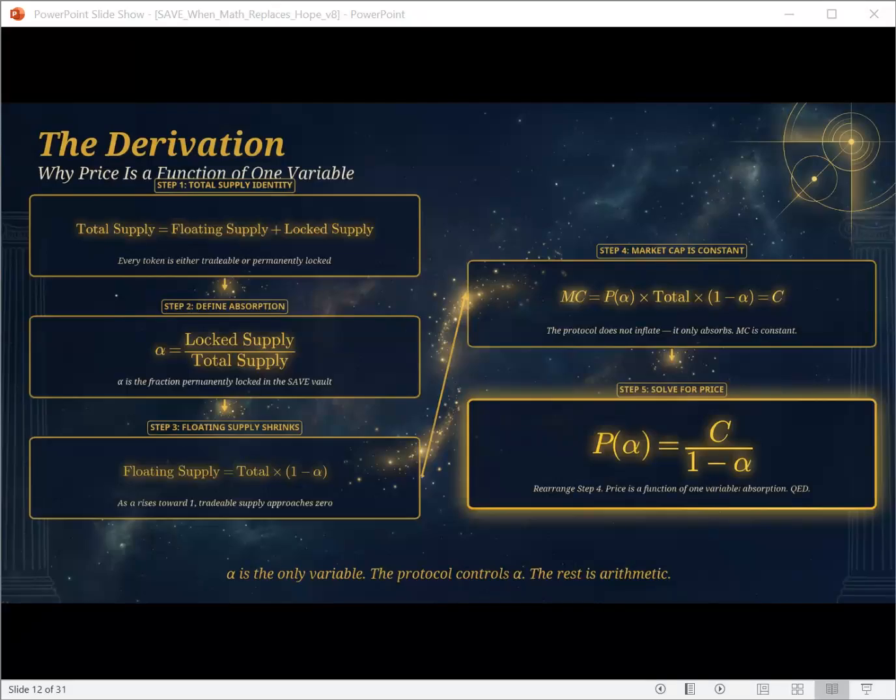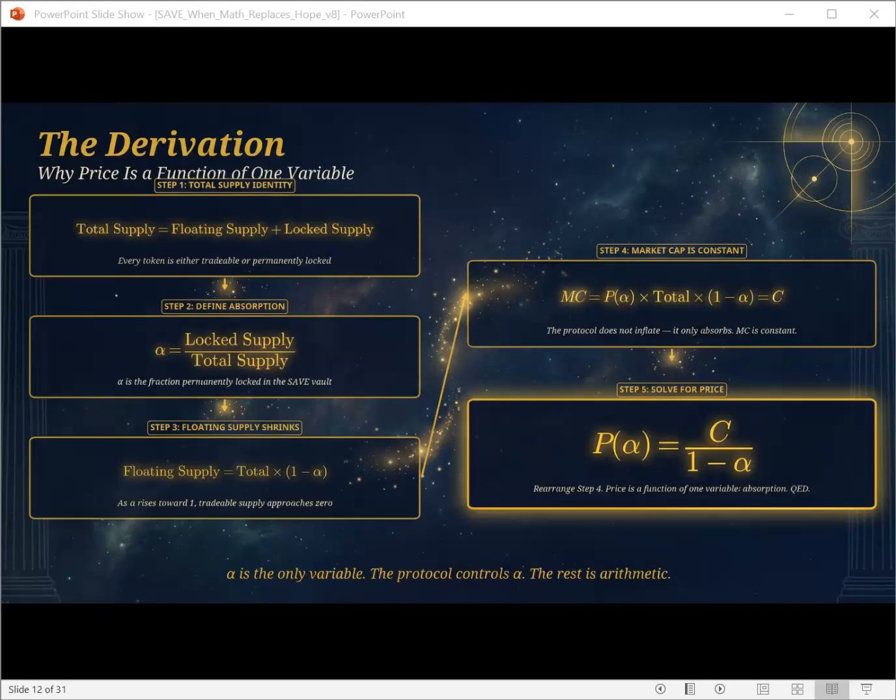The equation is not a model. It is not a simulation. It is not a prediction. It is a closed form algebraic identity derived from the protocol's accounting rules. If the treasury holds T dollars and S times 1 minus alpha tokens are circulating, then each circulating token is worth T divided by S times 1 minus alpha, which is equal to C divided by 1 minus alpha. That is arithmetic, not finance.